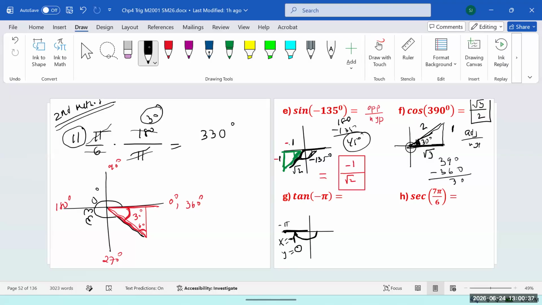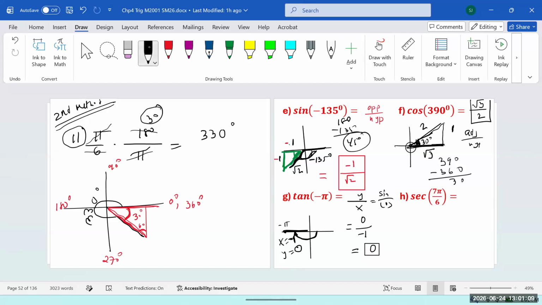So tangent is what over what in terms of x and y? Not in terms of triangle. We don't have a triangle. In terms of x and y, it's y over x because it's sine over cosine. So our y is 0, x is negative 1. What's the answer for tangent negative 180? 0.